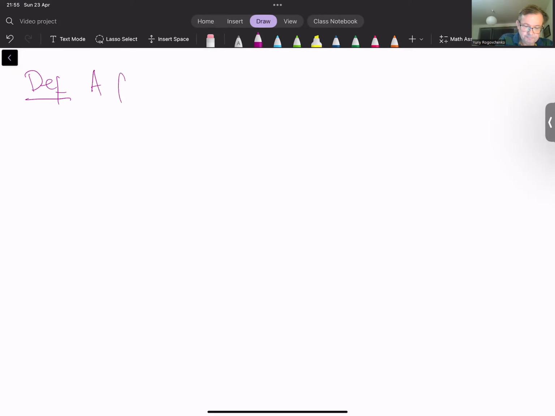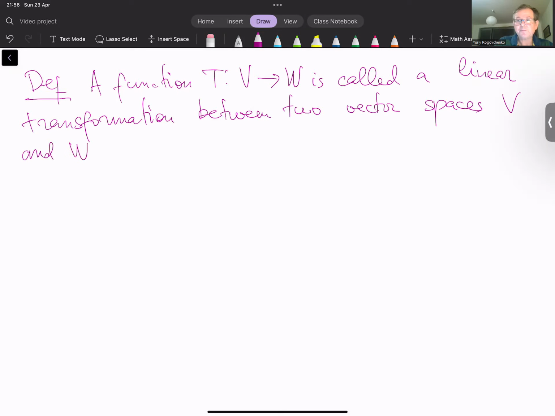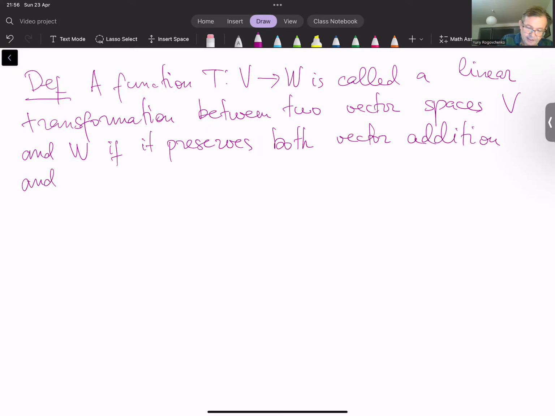A function T, which is mapping V to W, is called a linear transformation between two vector spaces V and W if it preserves both vector addition and scalar multiplication.